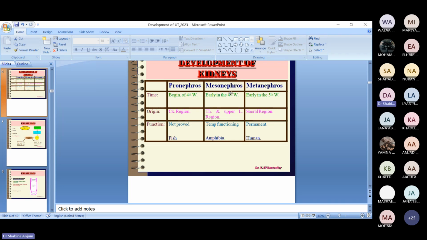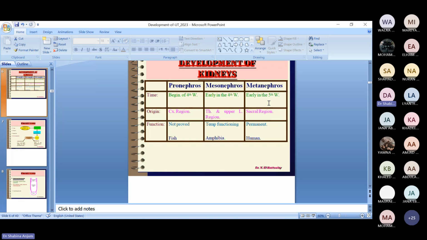Then mesonephros. As soon as the pronephros degenerates, the mesonephros will appear. It will appear in the early fourth week, and it will be present in the thoracic and upper lumbar region. It will do a temporary function in the fetus, when the baby is in the uterus, in the womb. This type of kidney is present in the amphibians.